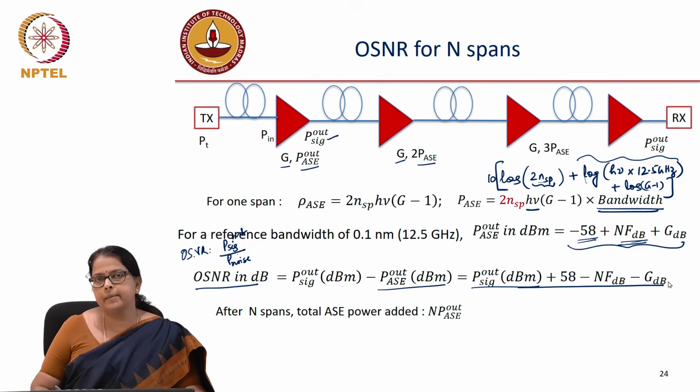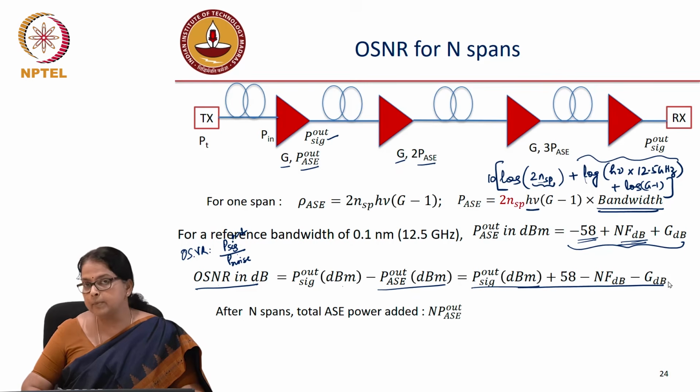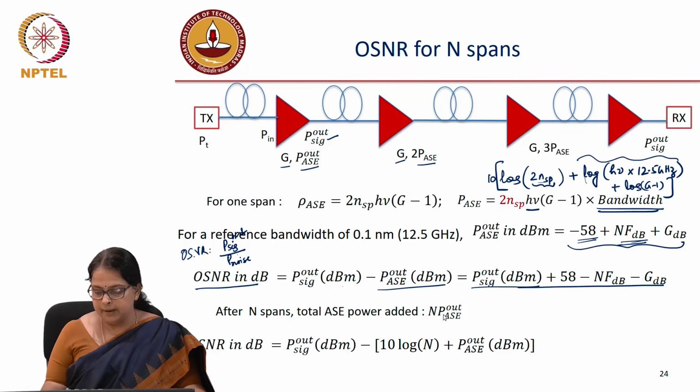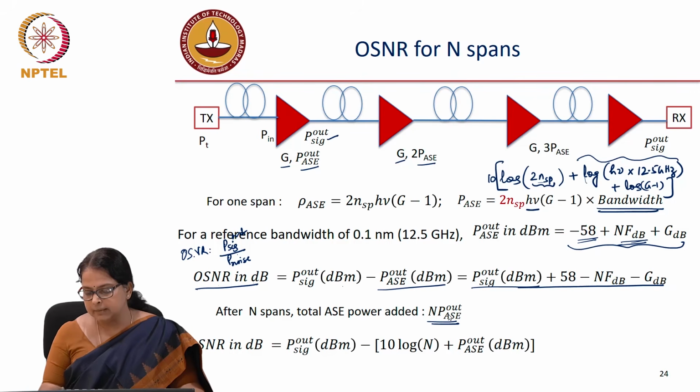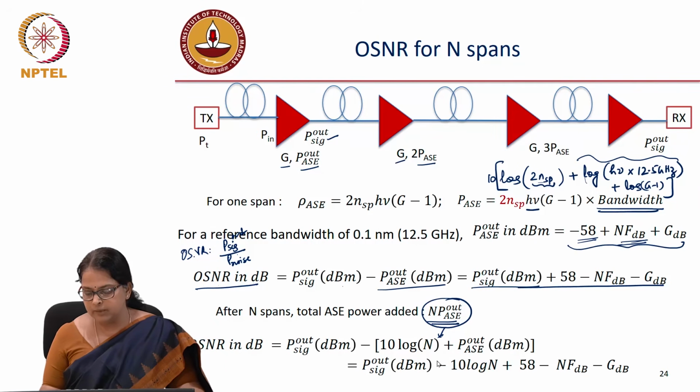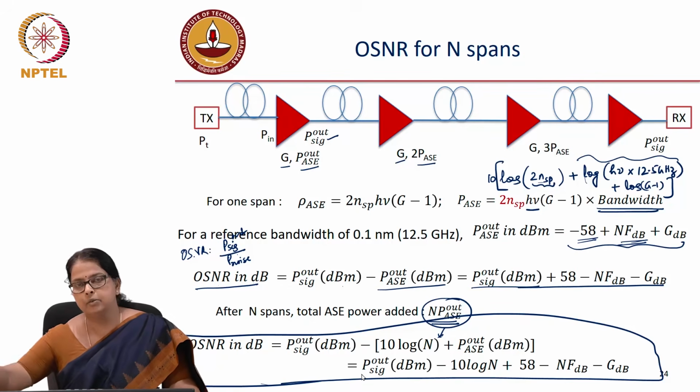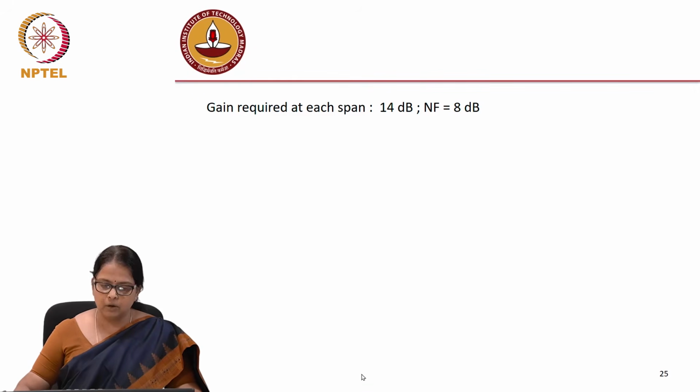Now after n spans, there is ASE addition n times. So the noise power added is n times P_ASE. So OSNR in dB is P signal out minus, now this has to be n times, so this will be 10 log n plus P_ASE out, because this is the logarithmic expansion of this, which corresponds to minus 10 log n. And of course, I have this P_ASE out in dBm as 58 minus NF minus G. So this is a very useful relation or approach that we will follow when we try to cascade EDFAs. So how do we solve for this problem?